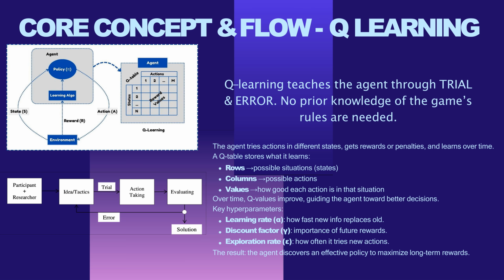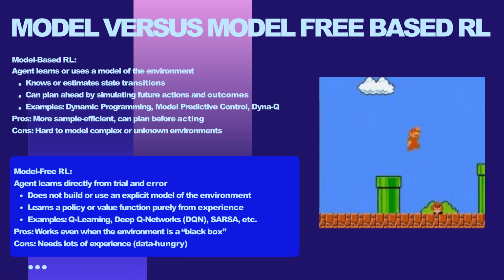There are some important terms here. Learning rate, alpha. This determines how quickly the agent updates its knowledge. A high learning rate means it quickly adopts new information. Discount factor, gamma. This indicates how much the agent values future rewards compared to immediate ones. A higher value means the agent cares more about future rewards. Exploration rate, epsilon. This defines how often the agent tries new actions instead of sticking to known ones. Over time, the Q values improve, guiding the agent toward better decisions and helping it discover an effective strategy to maximize long-term rewards. Slide 4, model-based versus model-free RL.